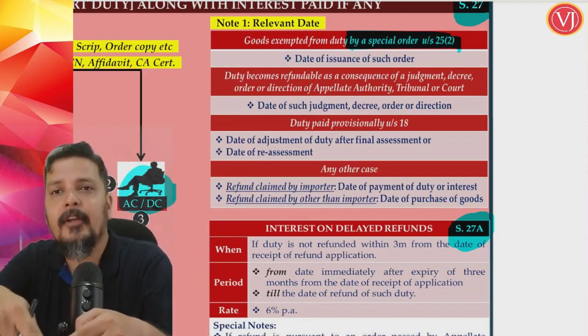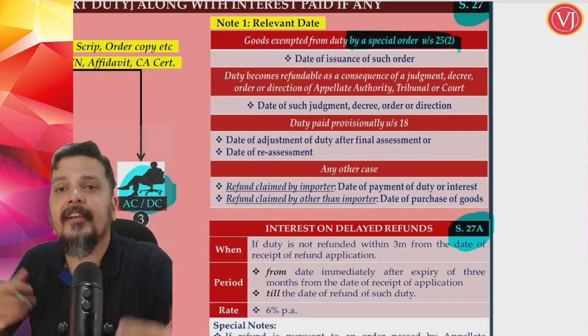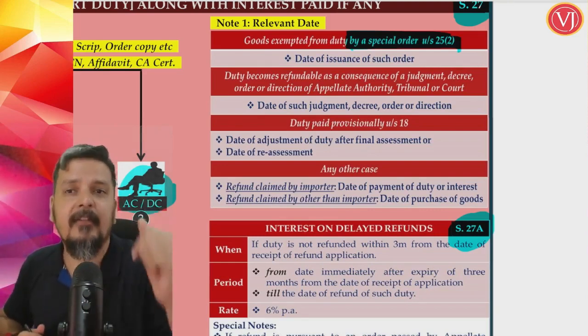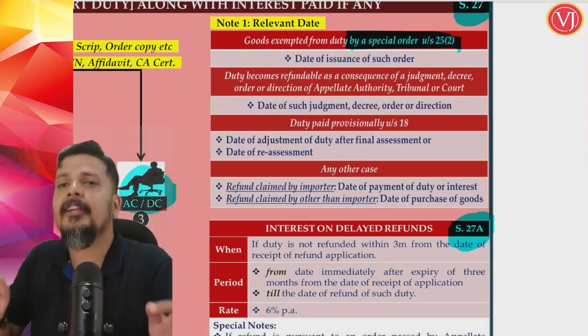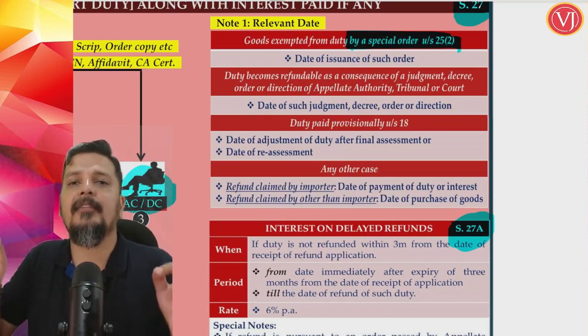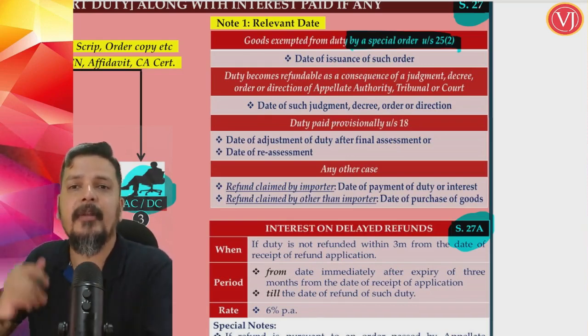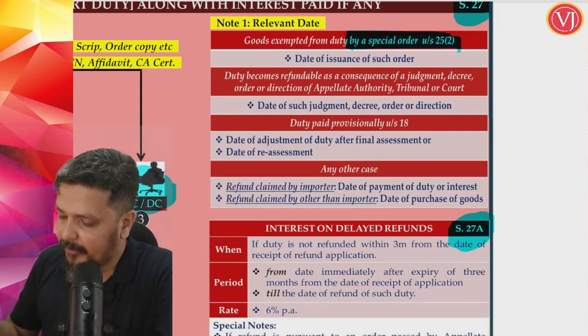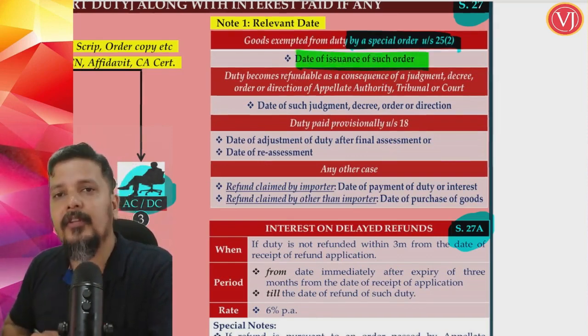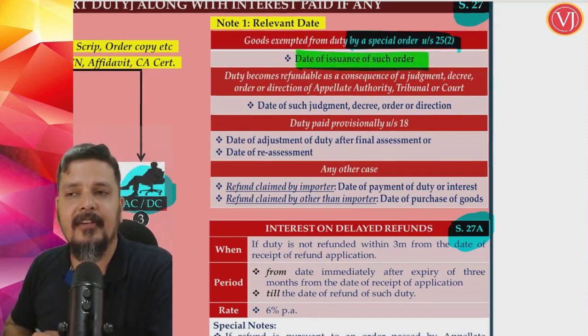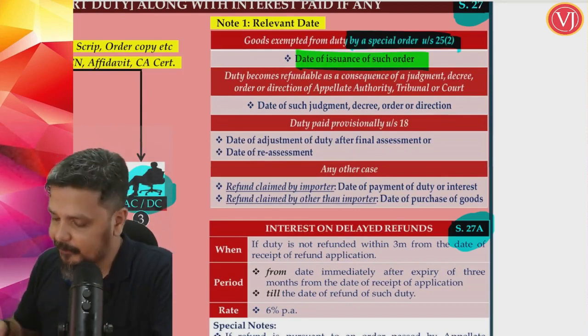The duty that you have paid, you can claim from which date? From April or from December? The 1 year will be calculated from which date? When you got to know that you are eligible for the refund? April or December? So it is from the date of issuance of such special exemption order under section 25 subsection 2.